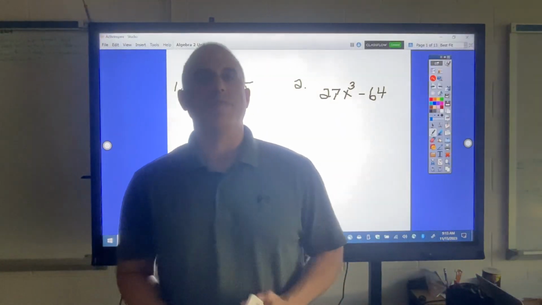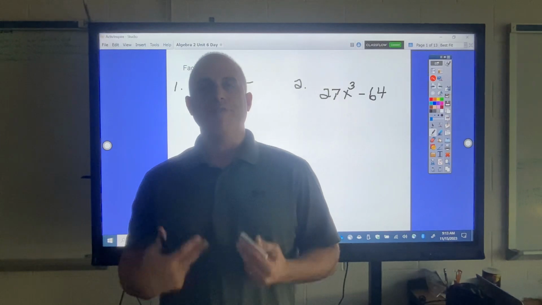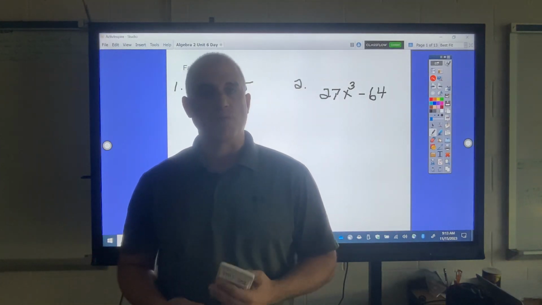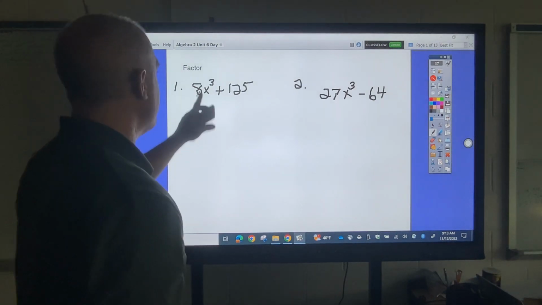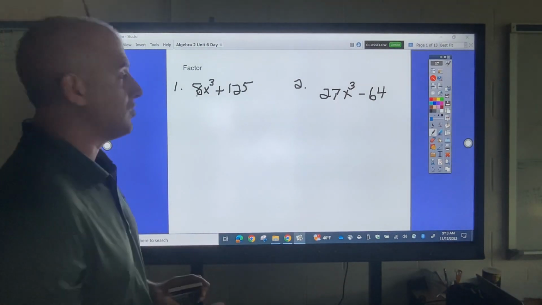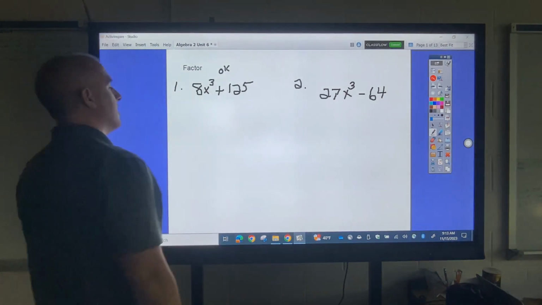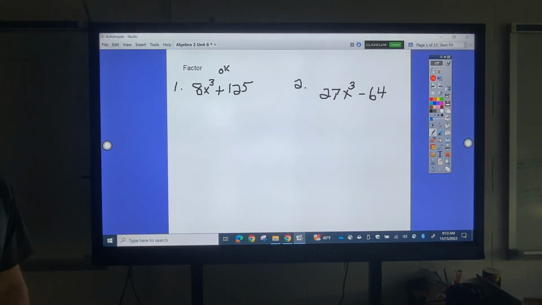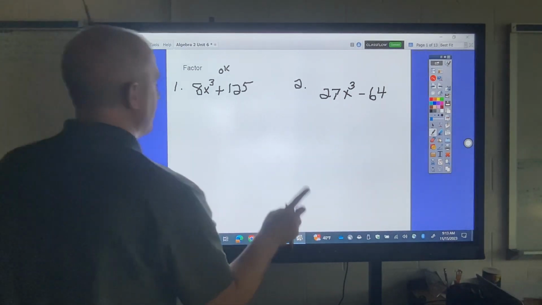Okay, this is going to be the first lesson in Unit 6 in Algebra 2. We're going to talk about factoring, difference of cubes. We're going to talk about some other basic stuff involving polynomials. When you have a difference of cubes, a little bit different than difference of squares, it's okay to have a plus sign there, okay? Unlike with square roots or even powers, you cannot.